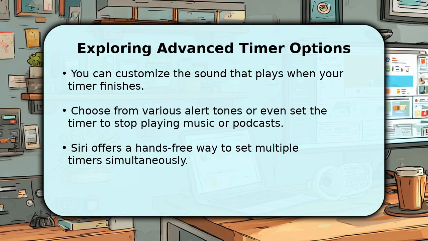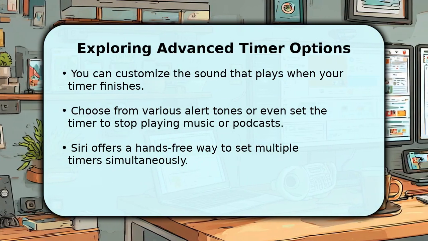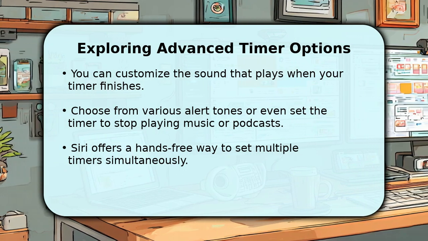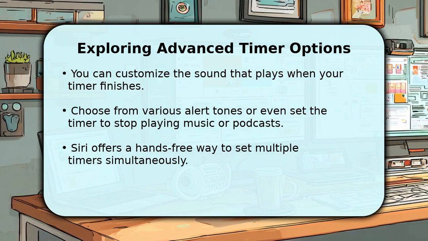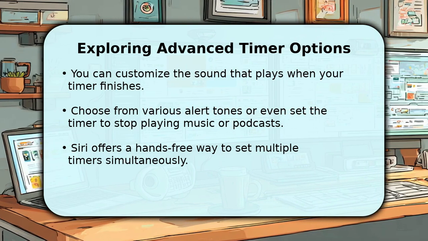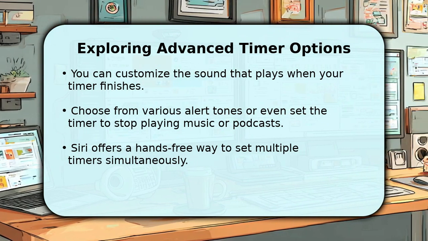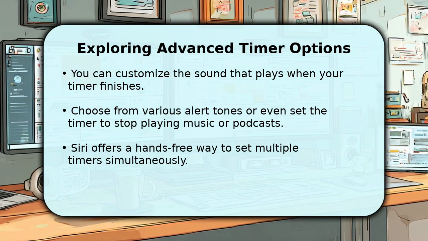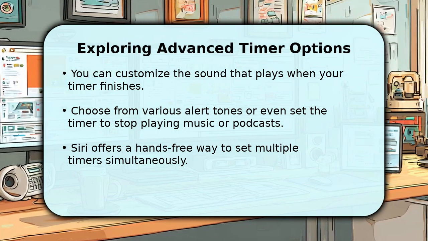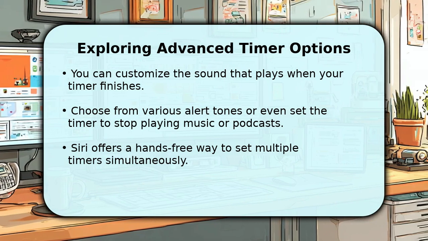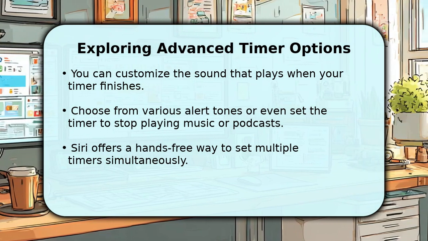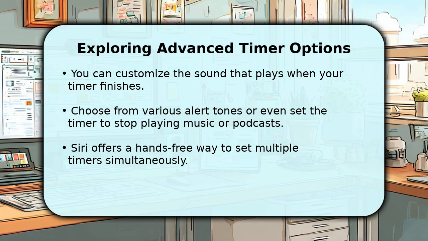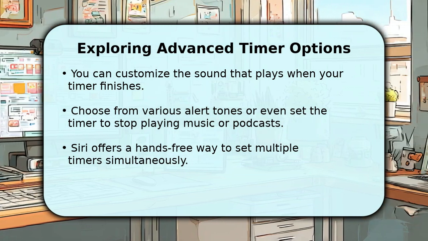The iPhone timer offers more than just a simple alert. You can customize the when timer ends sound. Select a gentle chime, a strong alarm, or even stop playing to automatically pause any audio, which is perfect for falling asleep to music. For hands-free convenience, or if you need to manage several countdowns at once, simply ask Siri to set a timer for 10 minutes, or set another timer for 30 minutes, making multitasking much easier.